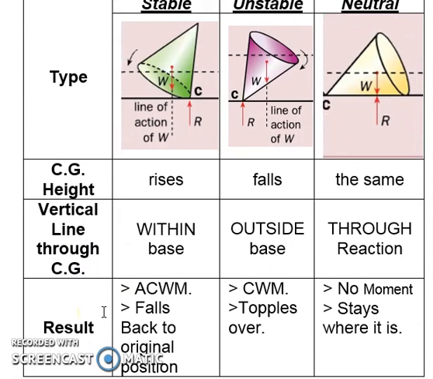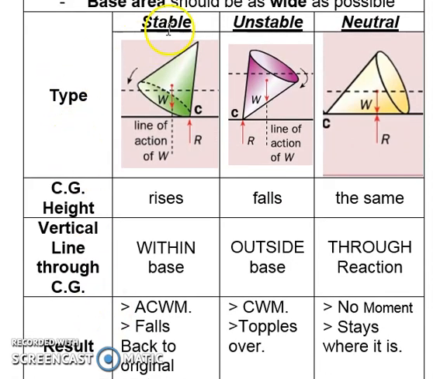Okay, you have three cases: stable, unstable, and neutral equilibrium. For a body that is tilted slightly, in a stable equilibrium the center of gravity will always rise, but for unstable it will fall. For neutral, it doesn't move at all.